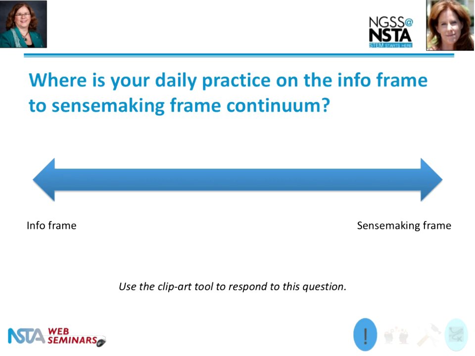So here we're going to find out where is your daily practice on this information frame to sense-making continuum. If you could use the clip art and on this continuum make a mark of, do you do more information frame in your classroom or sense-making? And thank you. We have all kinds of great responses coming in.